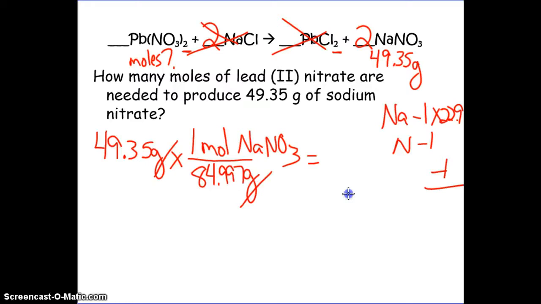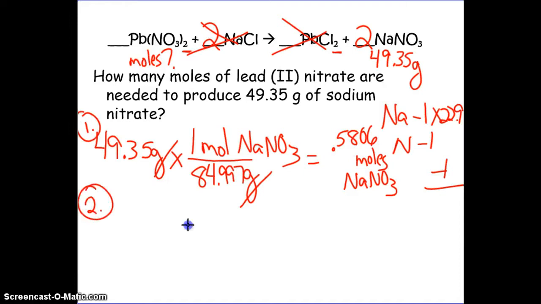So you got 49.35 divided by 84.997, and that gives you 0.5806. Okay, and that's moles NaNO3. Okay, so that was the first thing you had to do, was take it to the mole. All right, now you're going to use your mole ratio.